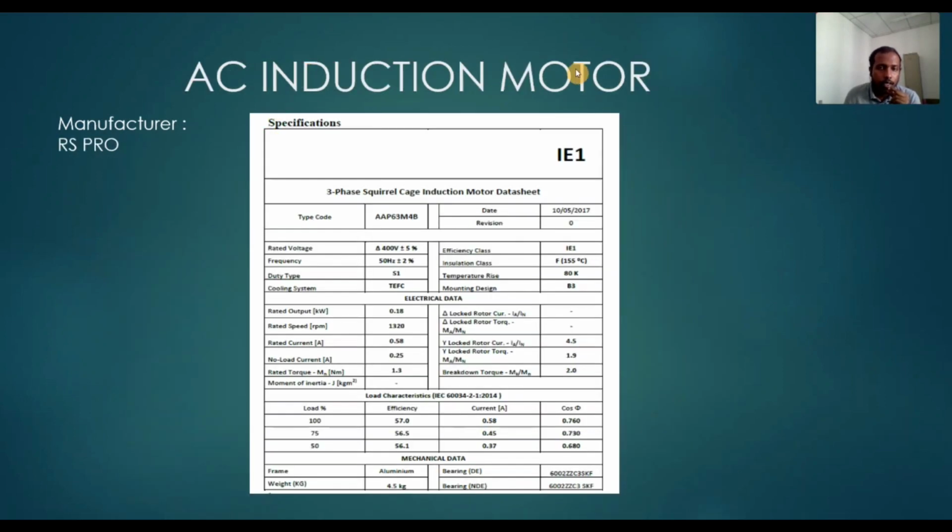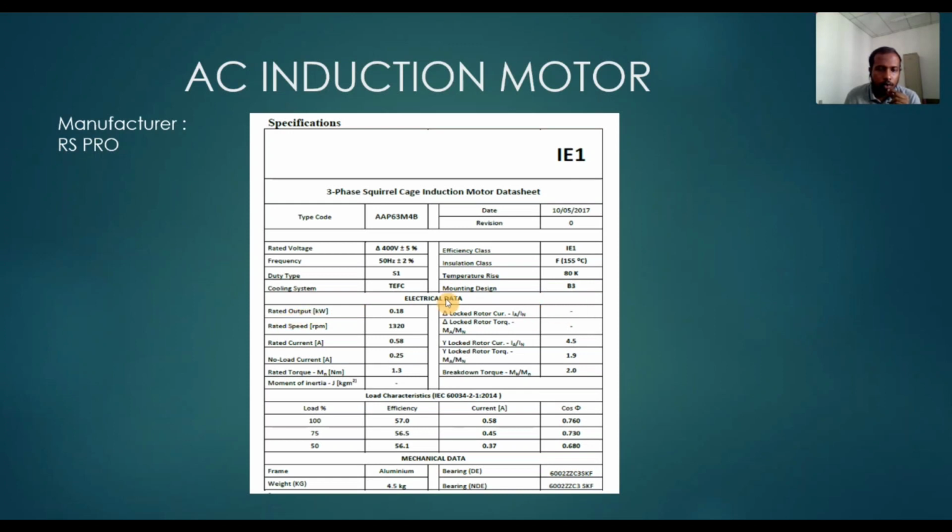And for the AC induction motor, the manufacturer is RS Pro. 3-phase squirrel cage induction motor data sheet. The type is AAP63M4B. Rated voltage is 400 volt. Frequency is 50 Hz. Duty type is S1. Cooling system is TFC. Efficiency class IE1. Insulation class F. Temperature rise 80 K. Mounting design is B3.